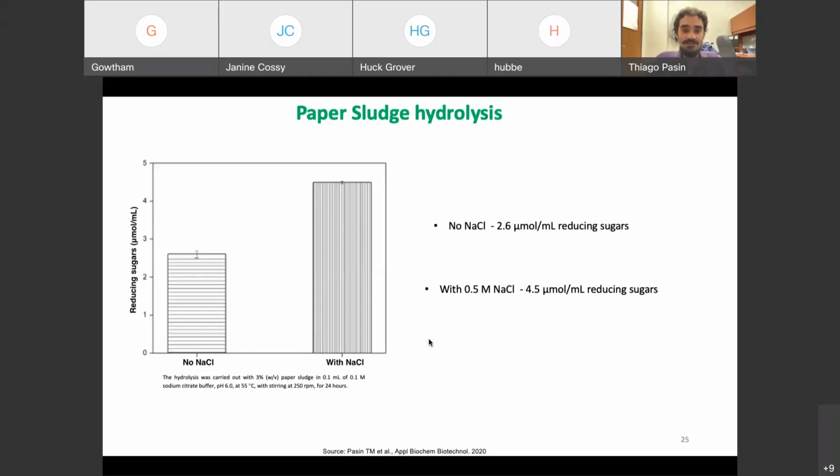So we did this hydrolysis using no sodium chloride, and we got around 2.6 micromolar per milliliter of reducing sugars, mainly xylose, xylotriose, xylobiose. And using 0.5 molar of sodium chloride, we got almost double the reducing sugars, reaching 4.5 micromolar per milliliter of reducing sugars. Next, please.